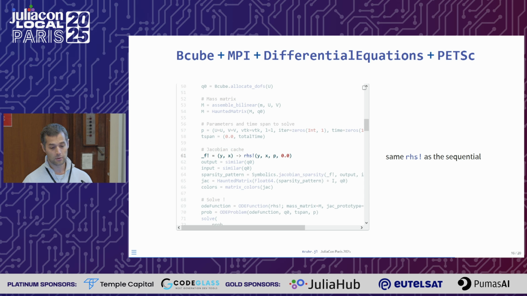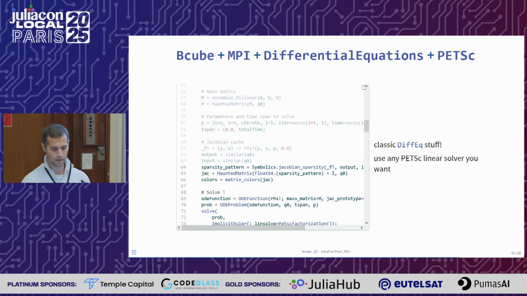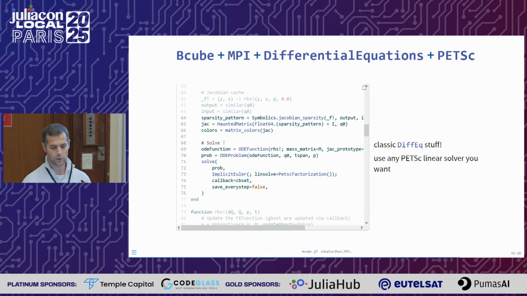Then what is really cool is that we can reuse the RHS function that Ghislain presented. It's the same code as in the sequential. So the physical part of the equations remains the same, right? And finally, we can define classical differential equation stuff. Not necessarily the last version with differentiation in the interface, but we still have this sparsity pattern, coloring, and so on. It's transparent to parallelism.